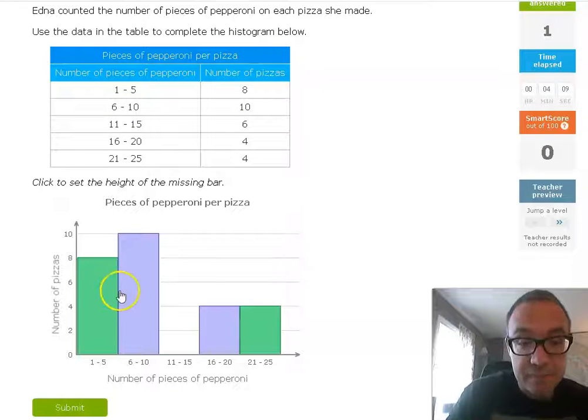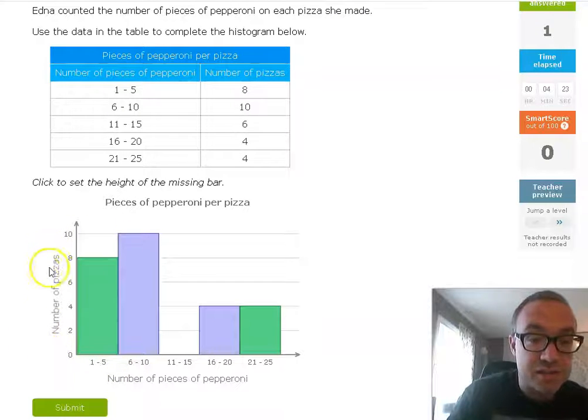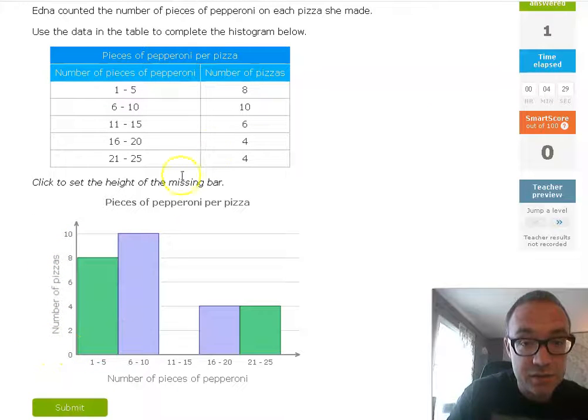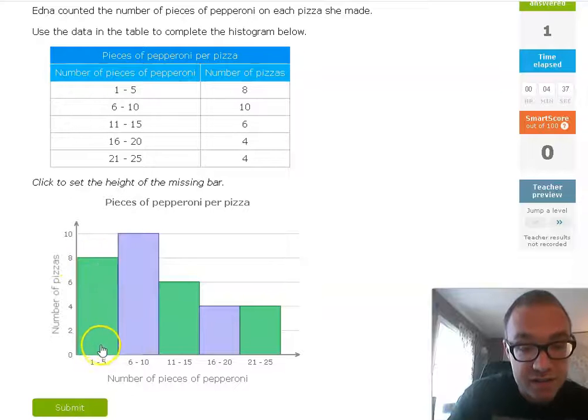Now, the histogram is the visual representation of a frequency table. So you could see between 1 and 5 pieces of pepperoni, there were 8 pizzas. So the vertical is number of pizzas, or frequency, how many of the data is in the category. So 10 were between 6 and 10. Now 6 are between 11 and 15. Notice the bars are all connected. And then on the x-axis is the number of pieces, and you put the ranges, the intervals, on there.